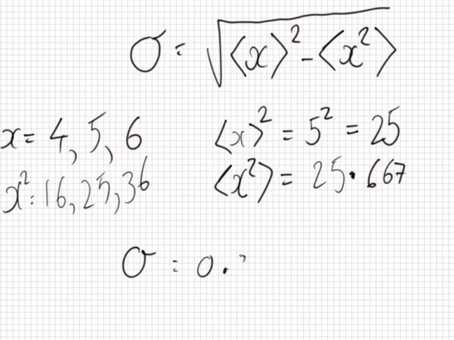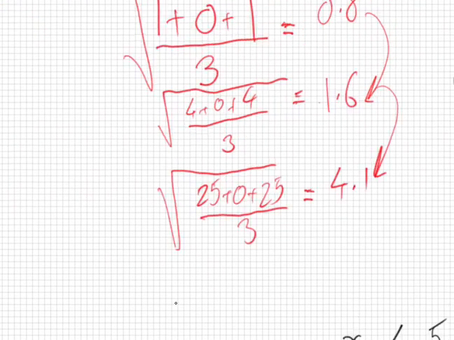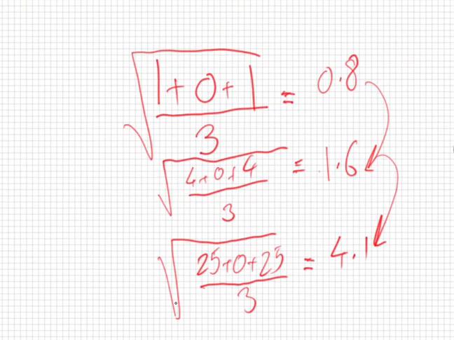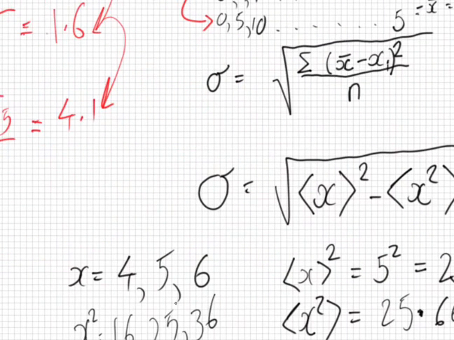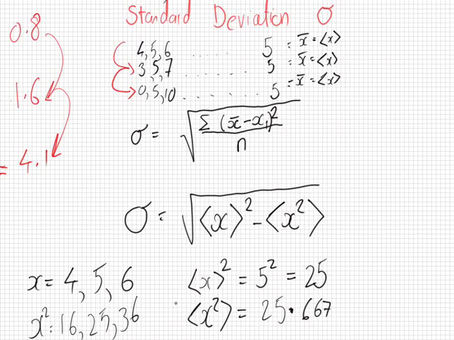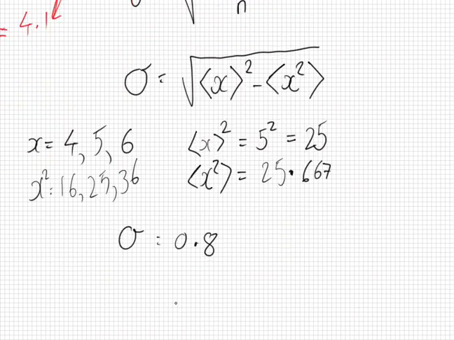0.8182. About 0.8. To 1 decimal place, 0.8. And that is the same answer I got using the other formula, 0.8. Okay, you got that? So what's the difference in the 2 formulas? No difference. In fact, you can show that the formulas are the same.